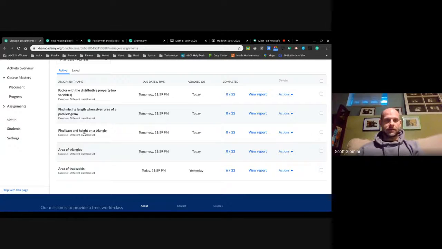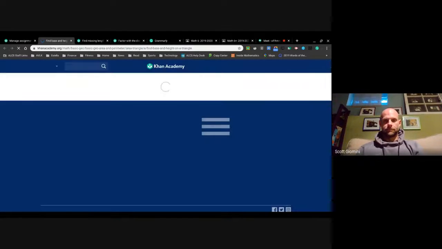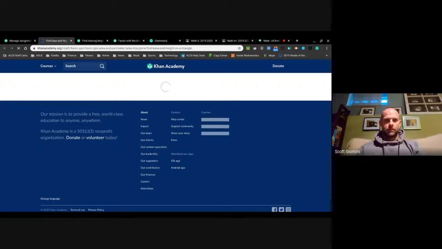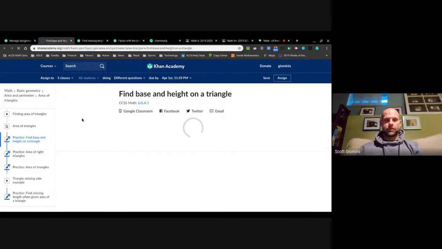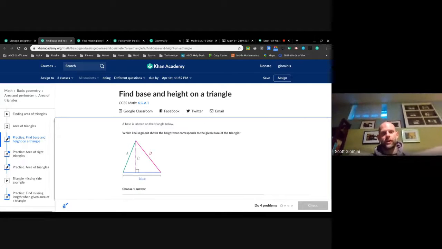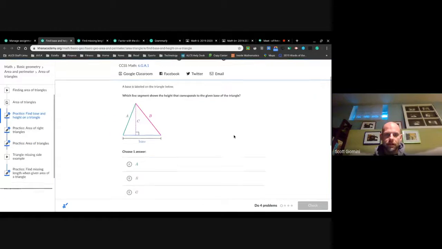Find base and height on a triangle. There we go. All right, so these are all skills that you should be able to handle today. Some of you have 5 skills to do today. These are all going in Power School, by the way. Which line segment shows the height that corresponds to the given base of the triangle?